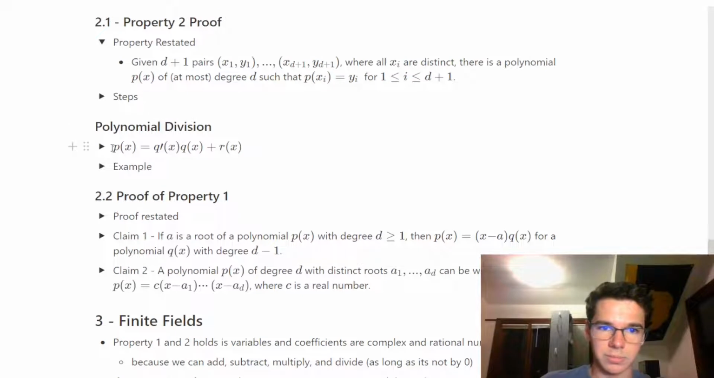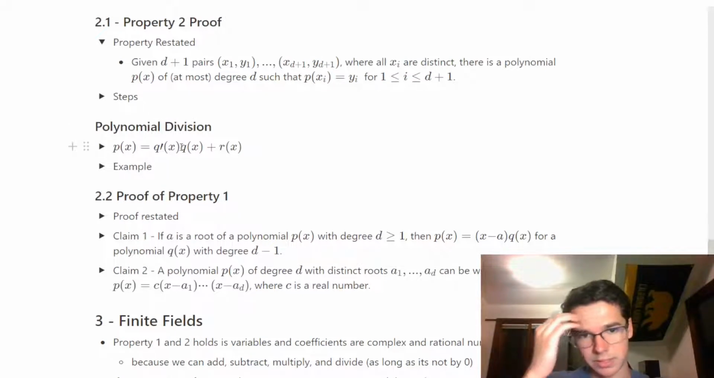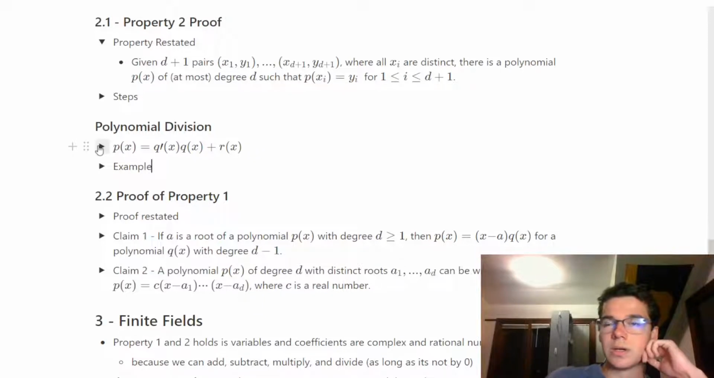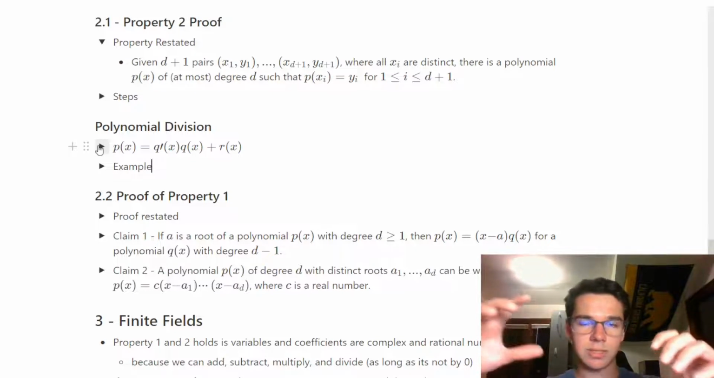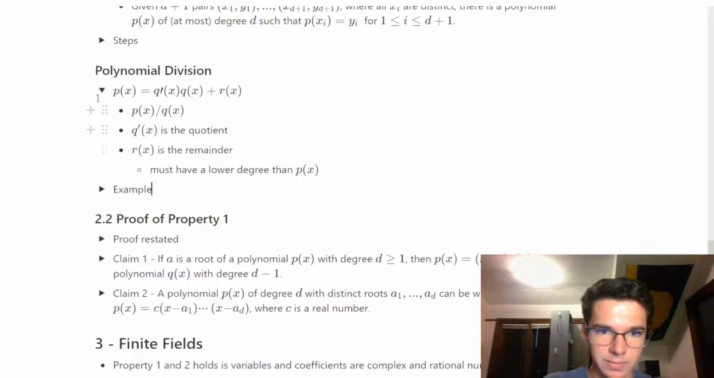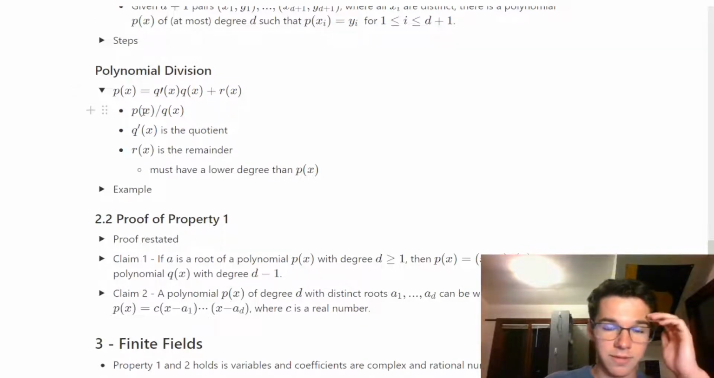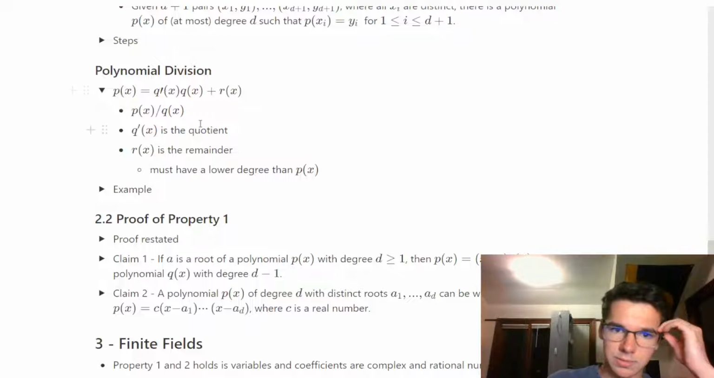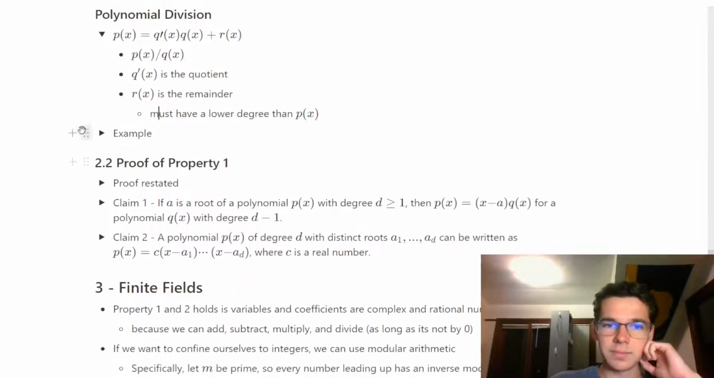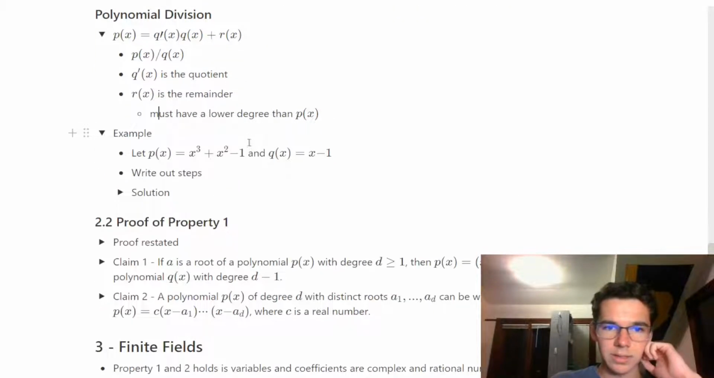Okay, now we're going to go over polynomial division. As we can see from here, this should look like what you do with modular arithmetic, put into the regular arithmetic space. Say we have a polynomial p of x and we divide it by q of x. Q prime is going to be the quotient, and r of x is going to be the remainder, which must necessarily have a degree lower than the divisor.